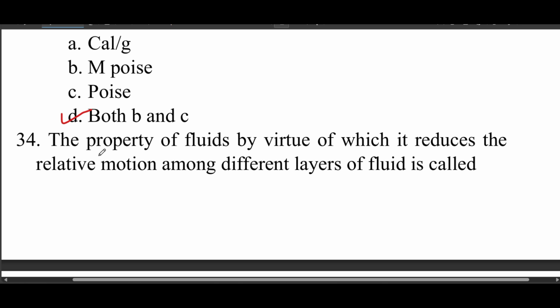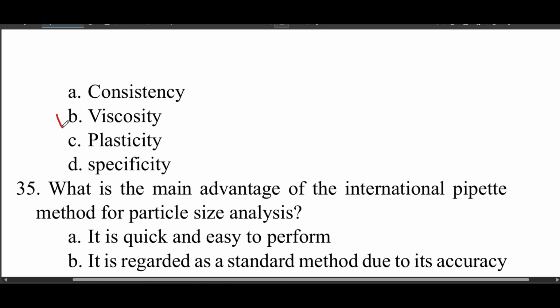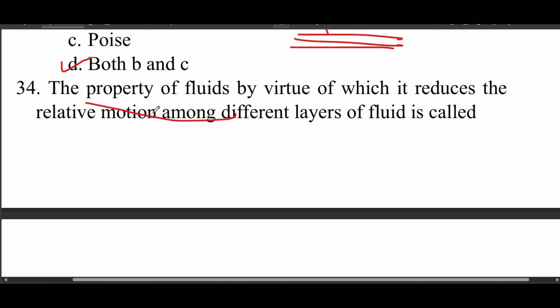Look at the question: property of fluid, by virtue of which it reduces the relative motion among different layers of fluid. If we take the case of water, it contains many layers, and between those layers some property is present, due to which the layers will not move apart. So which is that property? Option B is the correct answer: viscosity. Viscosity is the property of fluid by virtue of which it reduces the relative motion among different layers of fluid.